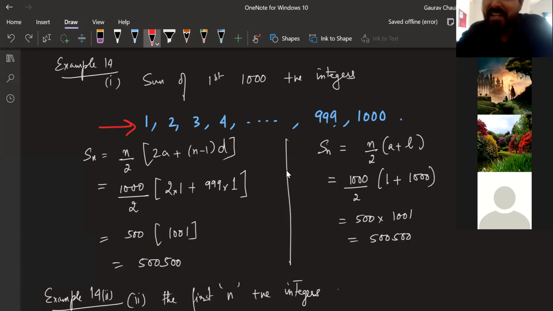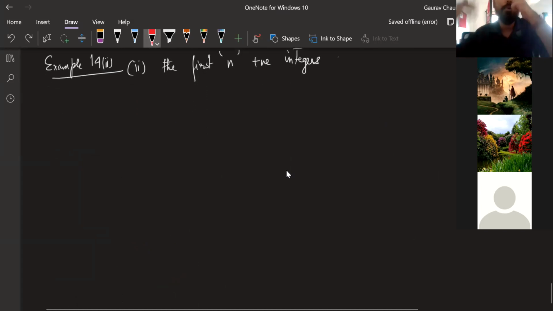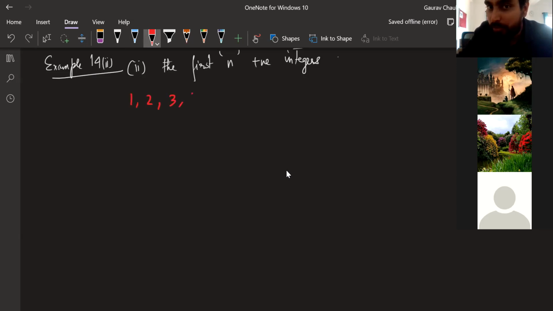They're asking for a general answer for any number of n positive integers, which means I'm going to start with 1, 2, 3, 4 only. But when will I stop? What will my last number be? Anyone? What will my last number be? Dinesh, what do you think? Yes, Dilruba, what do you think?